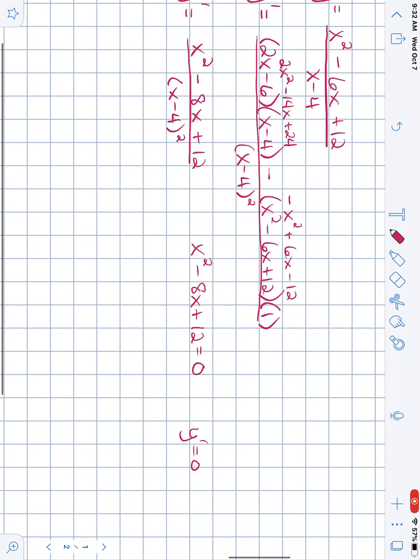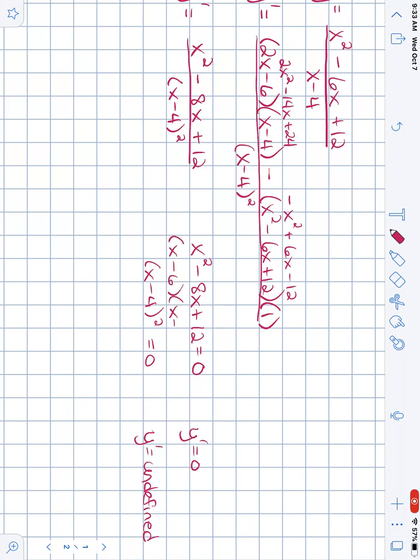This will make the derivative equal 0. The other thing I'm looking for is where does x minus 4 squared equal 0? Because where the denominator equals 0 is when the derivative is undefined. Okay, so in the numerator, if I factor this, it factors to be x minus 6, x minus 2. In the denominator, the x minus 4 squared is already factored.